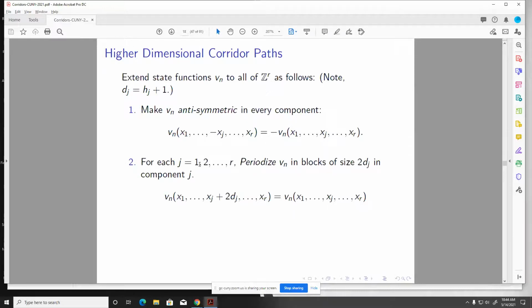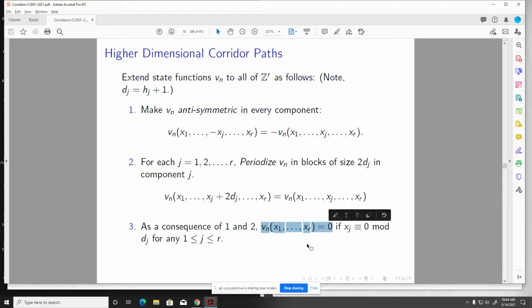So then for j equals 1 through r, we also periodize. So just looking at that one component, periodize in that component. Okay, you can imagine maybe geometrically, what does that mean? We're going to end up tiling the space with these rectangles or rectangular boxes. As a consequence of these 2 items, you actually get zeros in a lot of places. You get them whenever any of the xj's is 0 modulo dj. So again, imagine kind of what that looks like.